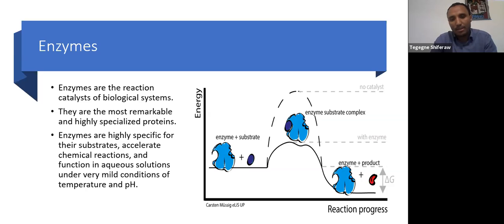But there are certain groups of enzymes, especially the thermophilic enzymes, that are capable of working under extreme temperature and pH conditions. And as can be seen in the picture, enzymes usually reduce the activation energy for the reaction, so that the reaction can go a little faster.